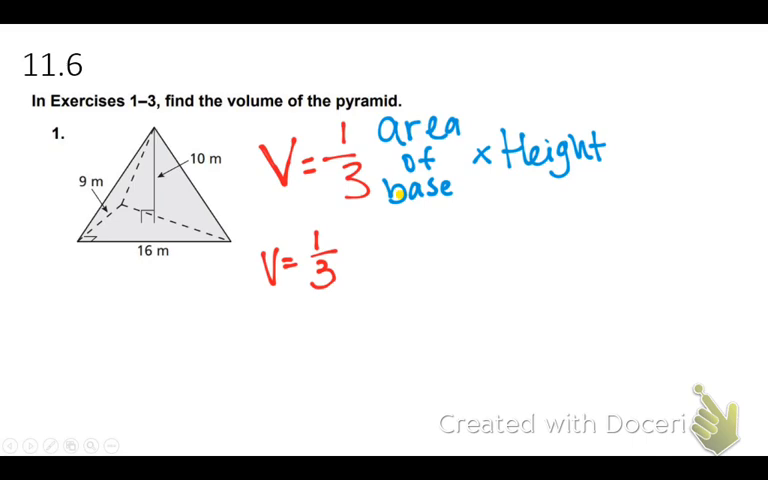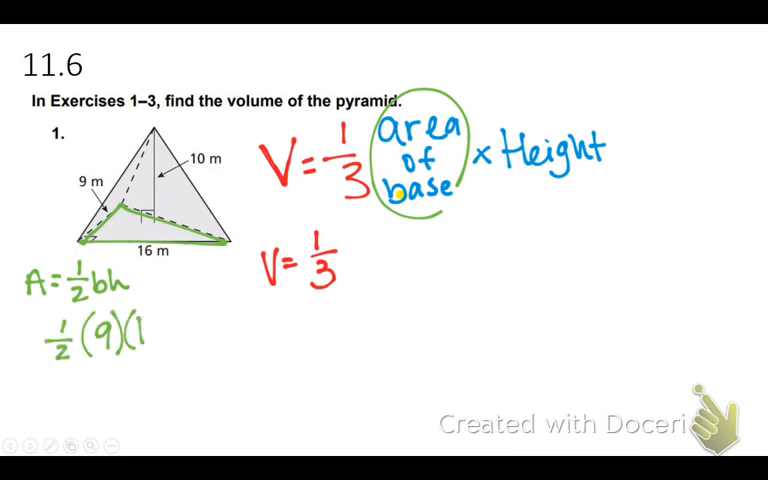So what is the shape of my base here? A triangle. So I'm going to use the area formula for a triangle. 1/2 base times the height. So what's my base and height going to be for this little triangle? 9 and 16. It doesn't matter what order you multiply in.